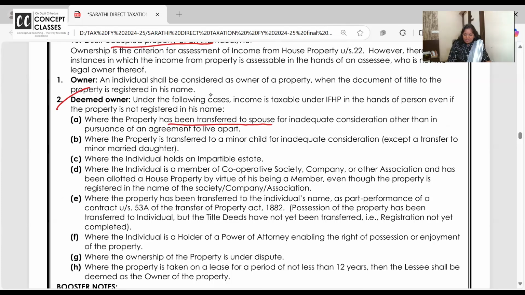When the property has been transferred to a spouse for inadequate consideration, that is, not as a sale but by way of gift, other than in pursuance of an agreement to live apart, which means divorce. Actually you will study all this in detail in the Clubbing chapter. Still, what is required is: say the husband is gifting a property to his wife. Gifting to a spouse, no problem. But if the husband has gifted property to the wife, and the wife has got income, this income will be deemed income of the husband. He is the deemed owner even if he has transferred it to the wife.